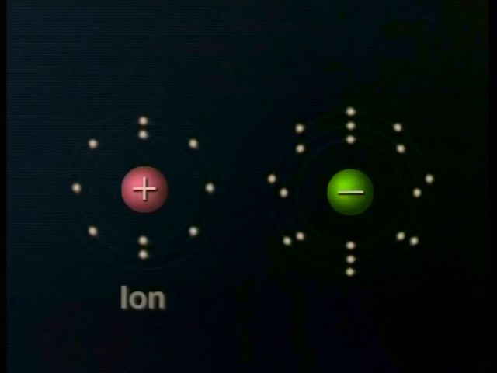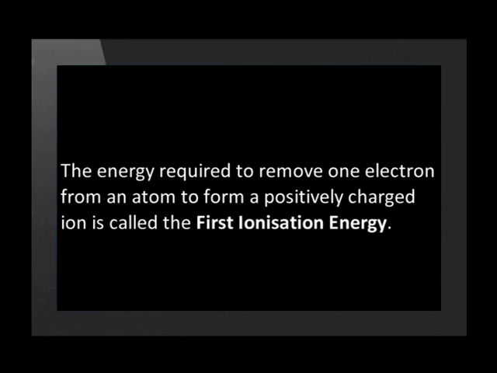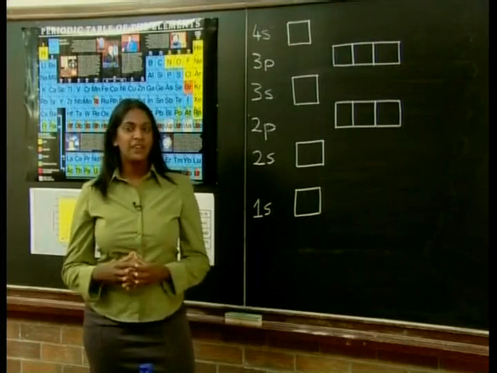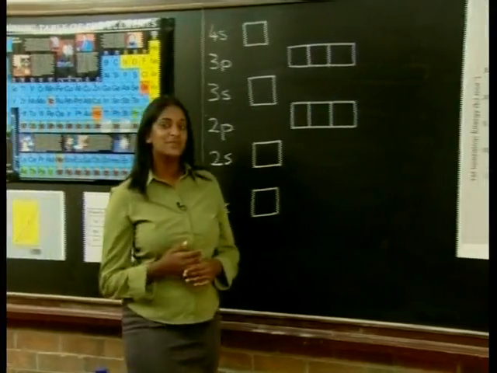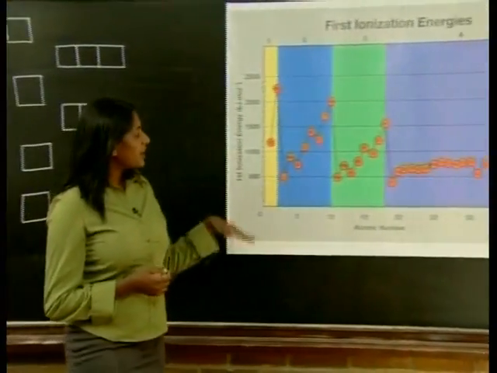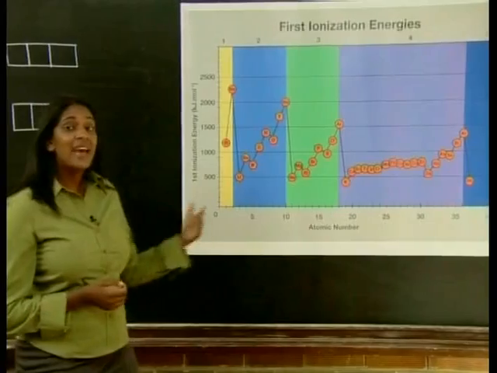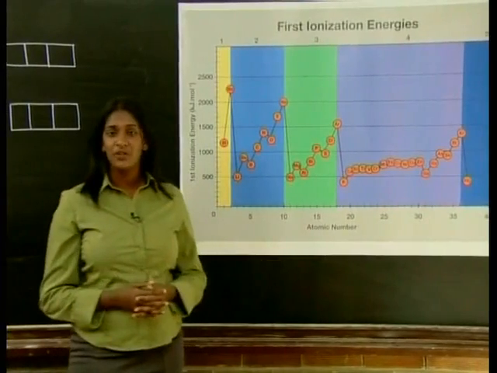When an electron is removed from an atom, the atom becomes positively charged and is called an ion. The energy required to remove one electron from an atom to form a positively charged ion is called the first ionization energy. First ionization energy values for different elements were tabulated using these experiments. A graph that compares first ionization energy and atomic number is most helpful.